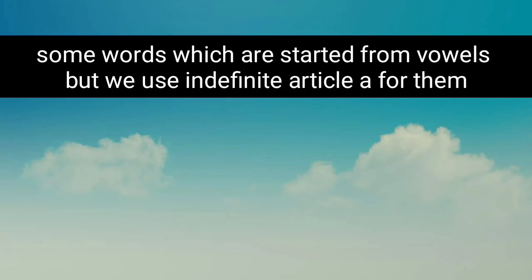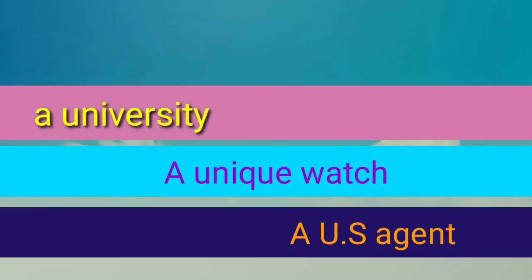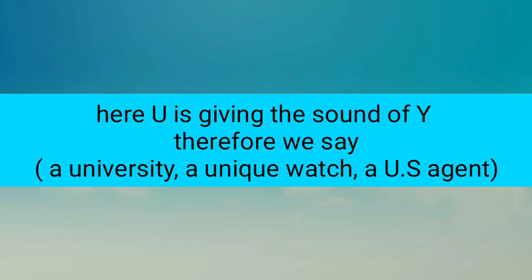And also there are words which start with vowels but still we use a for them, not an, such as a university. We never say an university. This is due to the sound of a consonant. Here U is giving the sound of Y, so due to this we say a university, not an university.